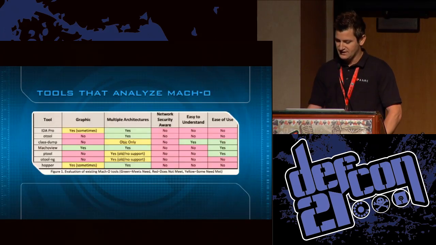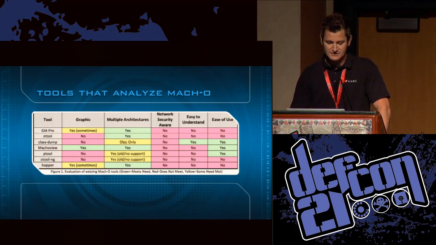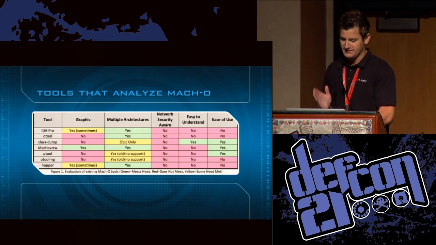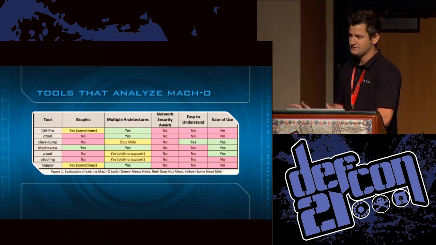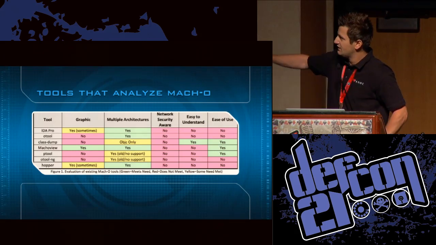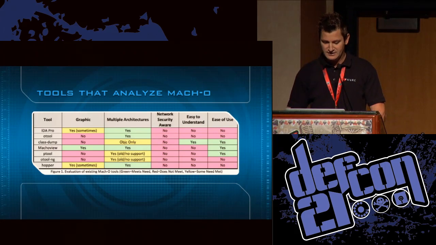So some of the tools that I've used and really enjoy, that were a big inspiration to this project, were IDA Pro, otool, class-dump, MachOView, ptool, otool-ng, and Hopper. A few of these, especially MachOView, have been really helpful in making sure that everything I was doing was correct. With this chart, some of it's arguable. I did the best that I could to my ability.